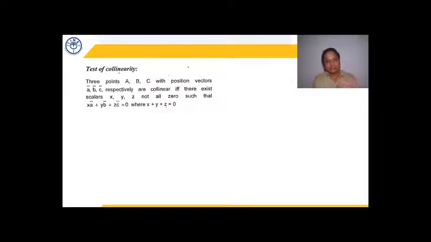So a position vector is a, b position vector is b, c position vector is small c. They will be collinear if we find some scalars x, y, z not all of them 0 such that x into a plus y into b plus z into c is equal to 0, where x plus y plus z is equal to 0 and x, y, z are not all 0.